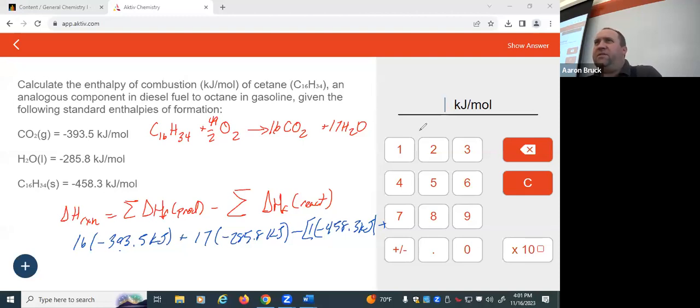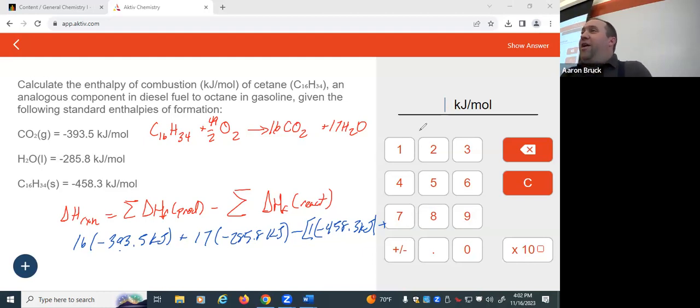It's not given to us. Why do you suppose it's not given to us? Because it's 0. Remember, by definition, the heat of formation is how much energy is transferred when we make that substance from its elements. If the substance is already an element, then it's not going to require any energy to convert it. And so it's going to be 0.